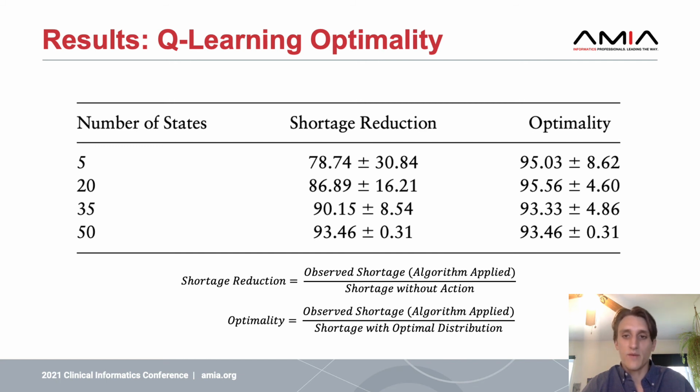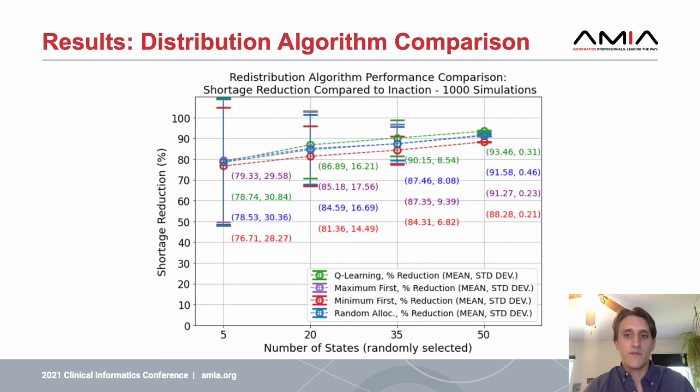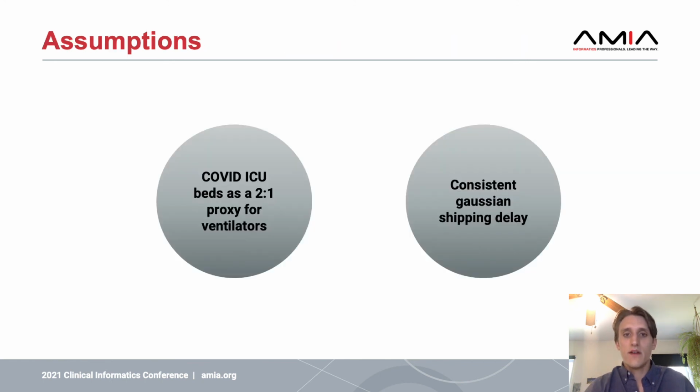We see that the Q-learning algorithm improves consistently in both average performance and standard deviation as the number of random states participating increases. Throughout these simulations, Q-learning consistently demonstrates an average optimality ranging 93 to 95%. This plot compares the shortage reduction of Q-learning versus the intuition-based policies. With 5 states participating, allocating the maximum need first tended to perform slightly better than the Q-learning algorithm. We believe that these intuition-based approaches are well suited for the logical simplicity of smaller simulations, but as the number of states increases, their performance degrades with respect to Q-learning, which is ultimately our best model in simulations with 20, 35, and 50 states.